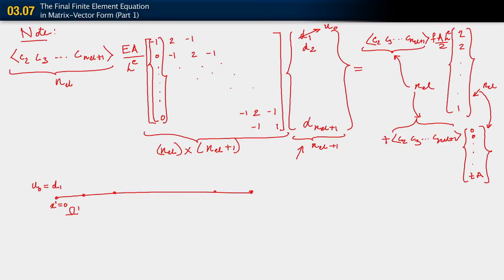Essentially, what we can do now is, because we know d1 equals u0, and we recognize that this particular column vector that I've marked out in the matrix is the one containing matrix elements that multiply d1, which is equal to u0, which is known, we are at liberty to actually move it to the right-hand side. Okay? All right.